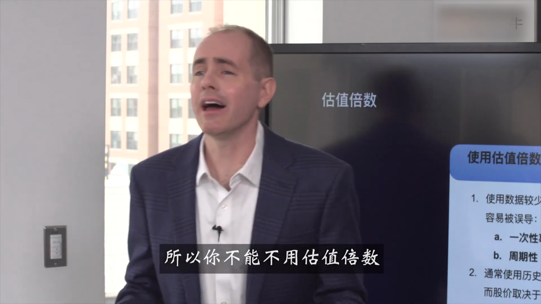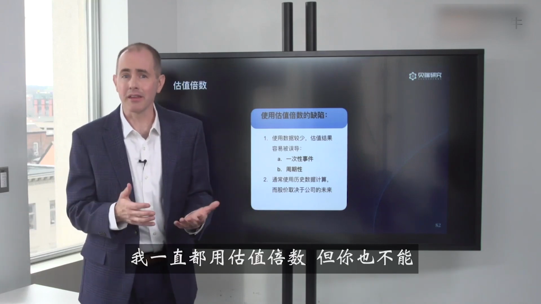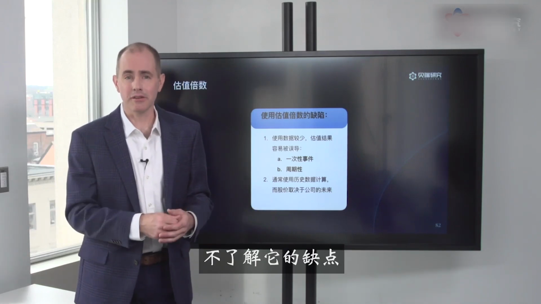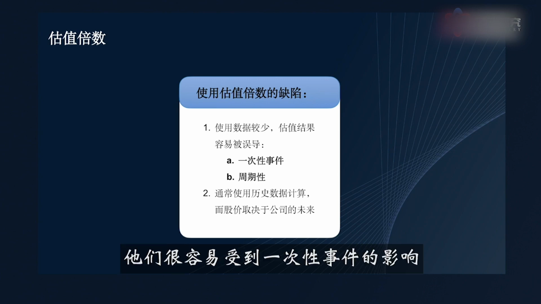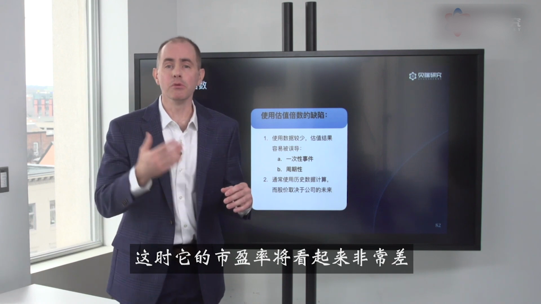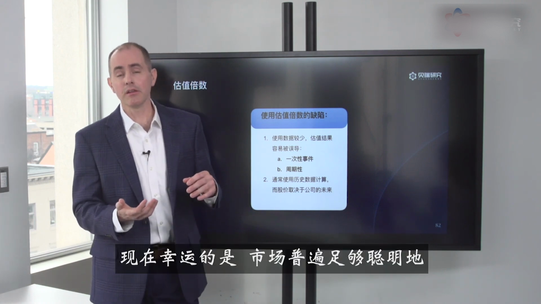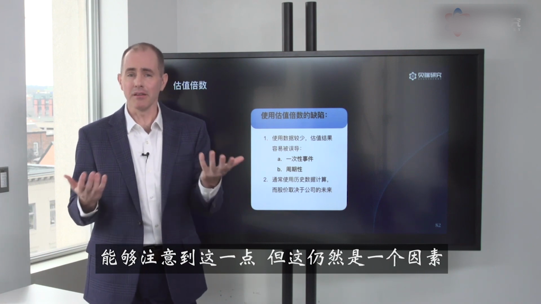So you can't not use multiples. I use multiples all the time. But you also can't not be aware of the weaknesses. First thing is because you're really just using a few numbers, they're vulnerable to being thrown off by one-time events. If a company had a bad year of earnings one year that's not representative of its ongoing earnings capacity, its PE will look very poor. Now, luckily, the market is generally smart enough to notice that, but it's still a factor.